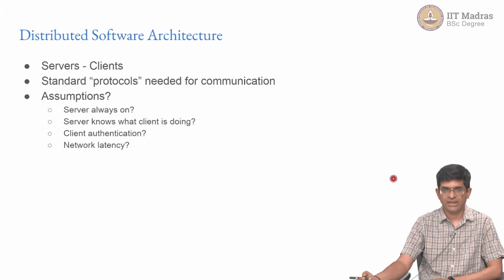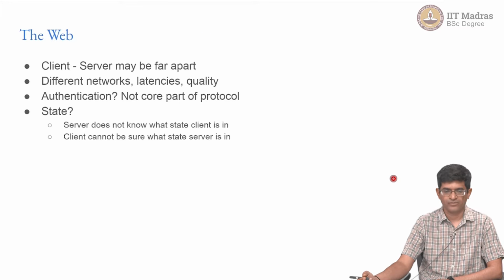Now these are possible assumptions when you are designing a distributed architecture in general. On the other hand, when you are designing something for the web, some of these assumptions have to be changed. For example, the client and the server may be, and in fact in many cases are, far apart. And what do I mean by far apart? It could literally be on the other side of the world.